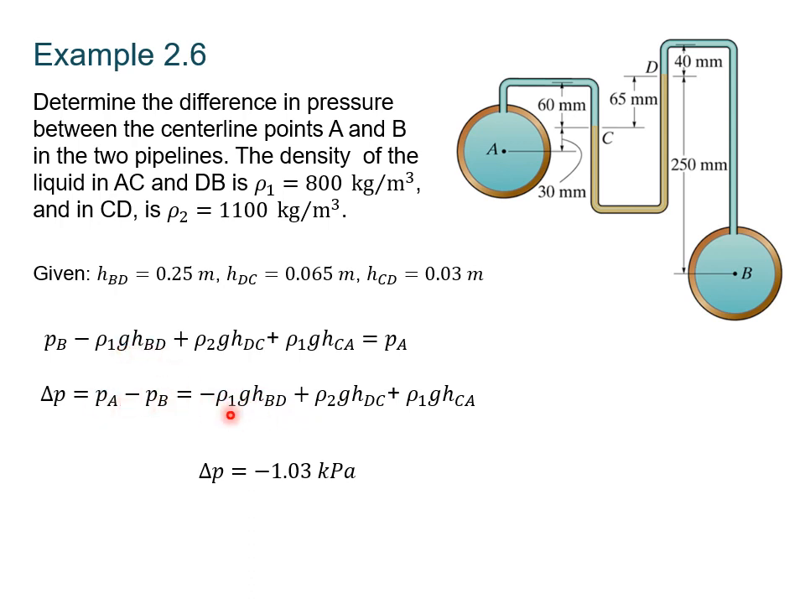So here, if you plug in the quantities, rho 1, rho 2, g, and the different heights, you can calculate this. It turns out it's negative 1.03 kilopascals. So I encourage you to plug these values in and see if you can calculate that. Another thing I encourage you to do, in our example, we started here and worked our way around, but if you start here and work your way around, you should get exactly the same answer. So give that a try.